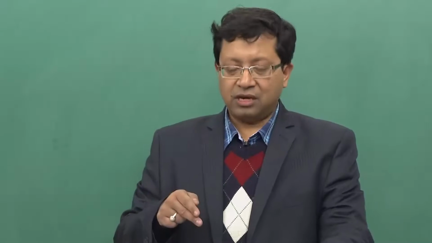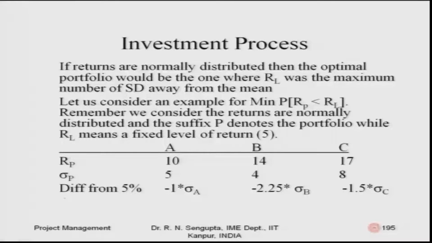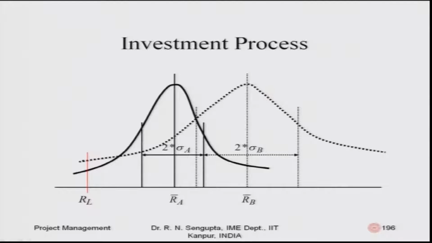So, in this case, the differences from 5%, which was RL, are given, and based on that you take your decision, because your main motive is to minimize according to the safety first principle concept. There were 3 concepts under the safety first principle, and we are taking the first one. Now, if I draw the diagram it will make sense.